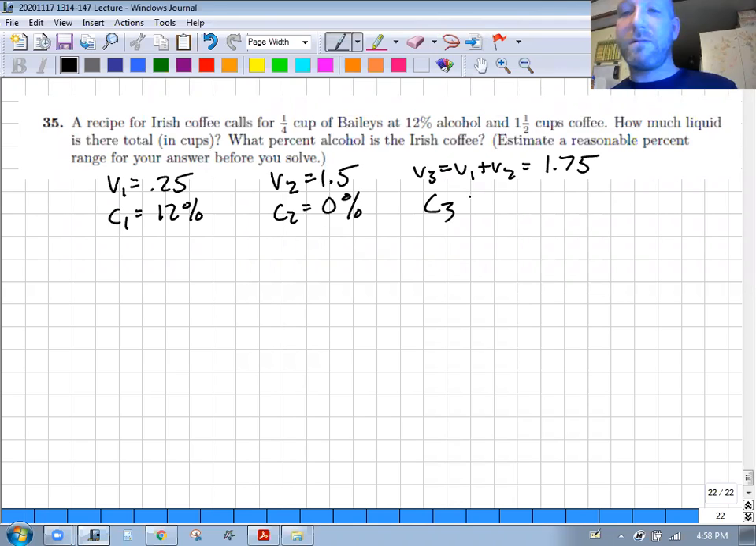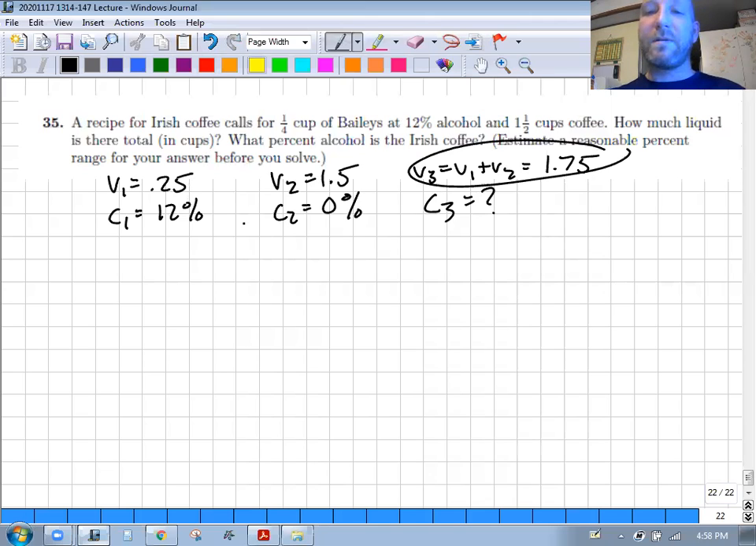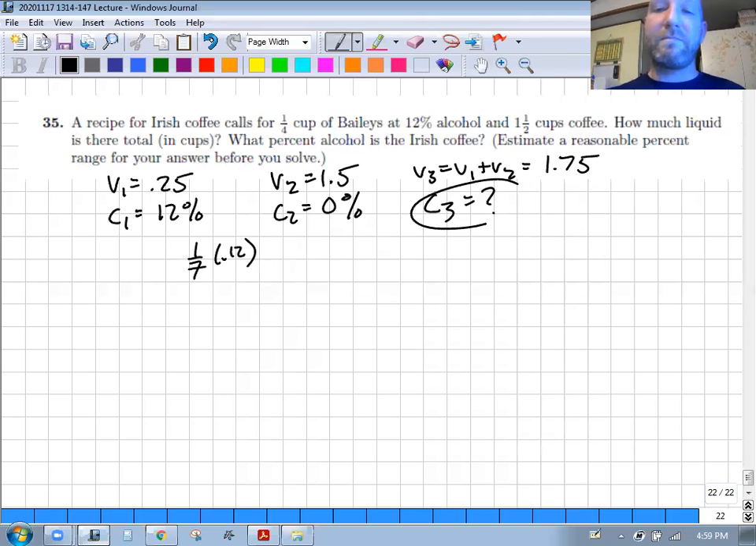And what is the concentration? Well, let's estimate it. We have 0.25 at 12%. If we look at the total, 1/4 of a cup would be 1/7 of the total volume. And of that 1/7 of the total volume, 12% is alcohol. So I take 1/7 and then take 12% of that, and that's what C3 is going to be. So let's see what we get.